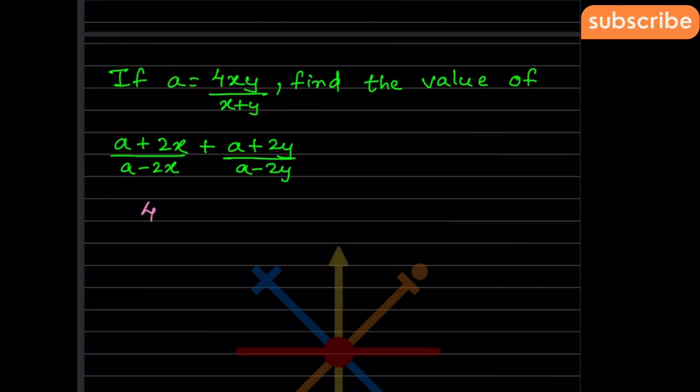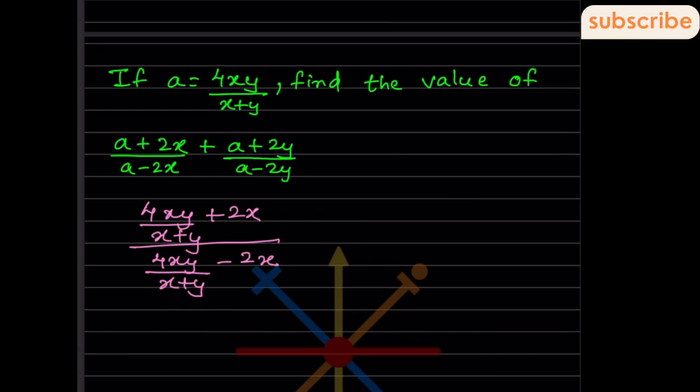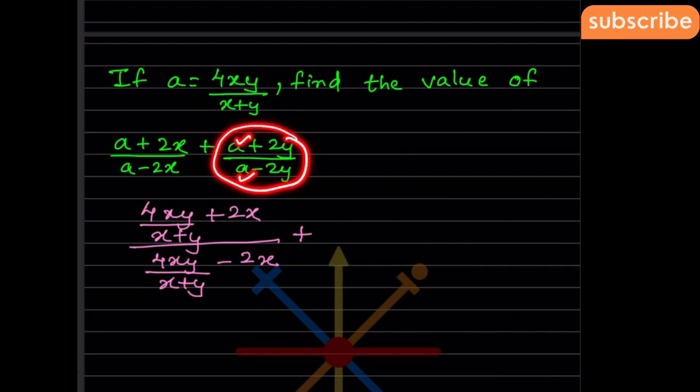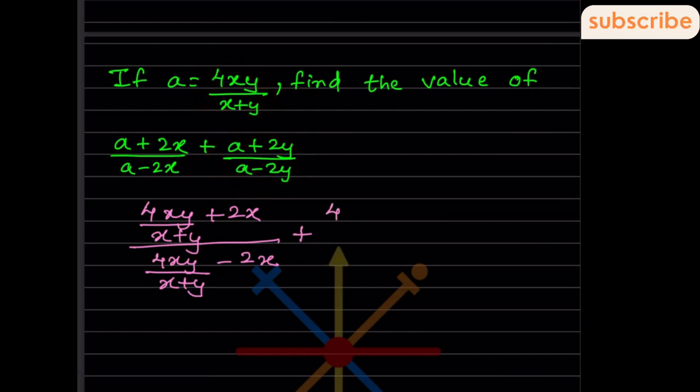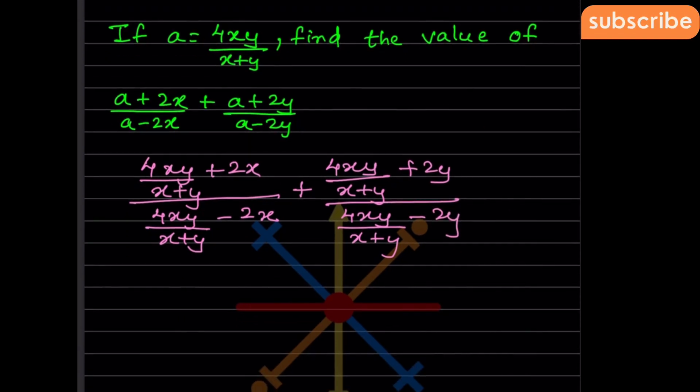So it will be 4xy divided by x plus y plus 2x as it is, divided by again 4xy divided by x plus y minus 2x. Then we are going to think of this one. So again, in place of this a, we are going to put this value. So that is going to be 4xy divided by x plus y plus 2y divided by 4xy divided by x plus y minus 2y. So later on, what are we going to do?